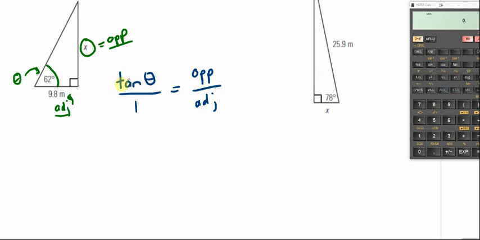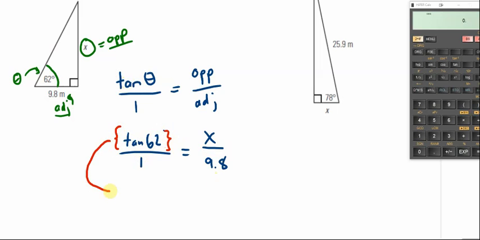We have to fill in our values. So I'm going to first start off with taking the tangent of the angle. So that's going to look like tangent of 62 degrees over 1 is equal to opposite, which is x, and the adjacent is 9.8. Okay, this number, tangent of 62, still is not very useful to us, except if it's a number. So we can either use our table or our calculator to figure out what is that tangent of 62, and I told students to be about to a precision of 4 decimal places.